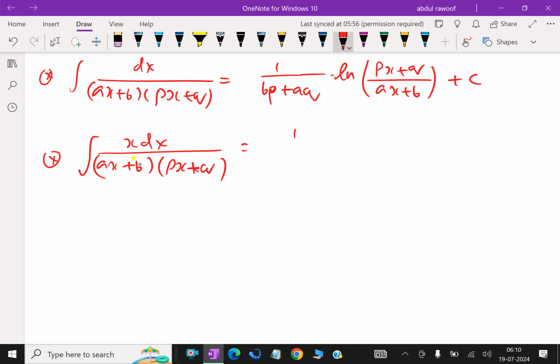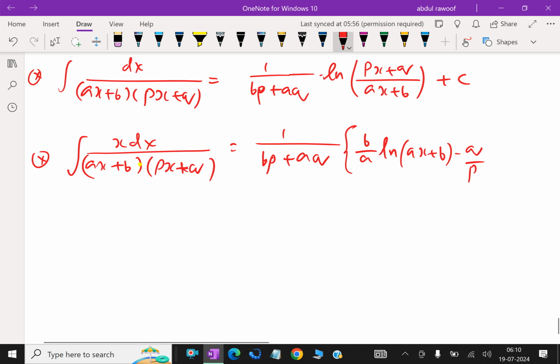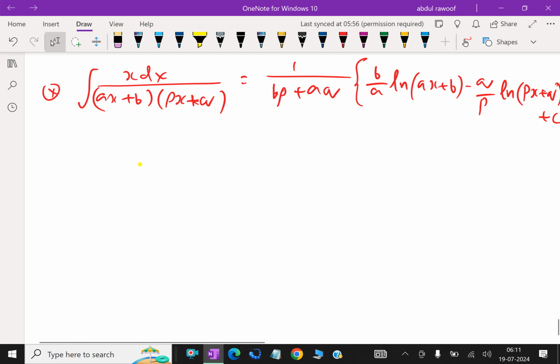for this, 1 over (bp minus aq) and this, b by a of ln (ax plus b) minus q over p ln (px plus q). Let's see. Next one.